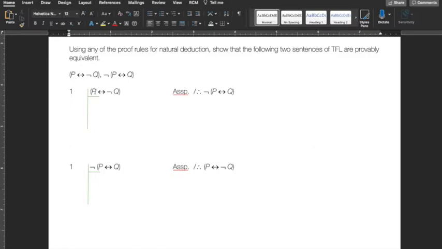So notice here, our first line is P if and only if not Q, and we're going to prove it's not the case that P if and only if Q. And here, P if and only if not Q is what we're trying to prove from it's not the case that P if and only if Q.